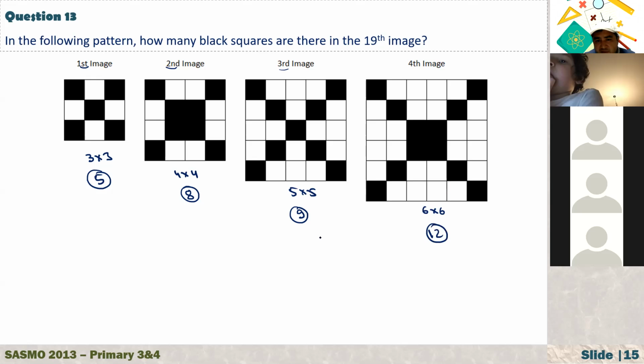If I just continue like this, in the 19th image, how many black squares? Any answer? I'm doing it. Okay.